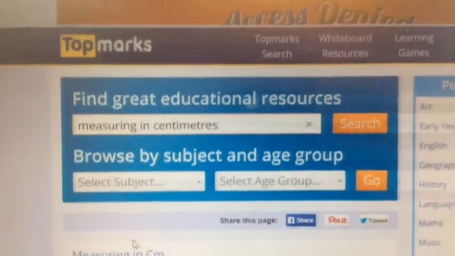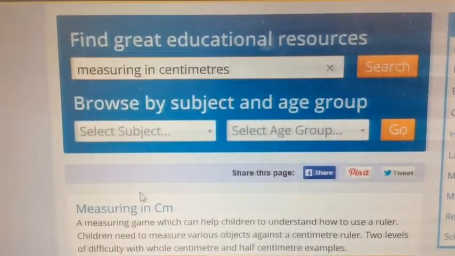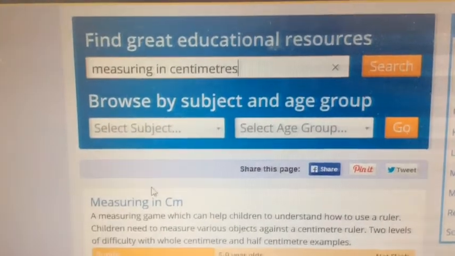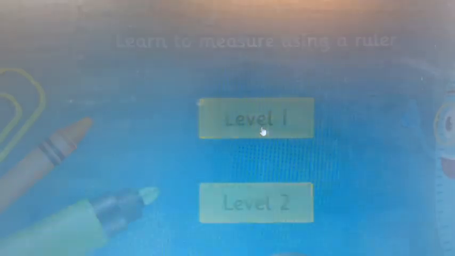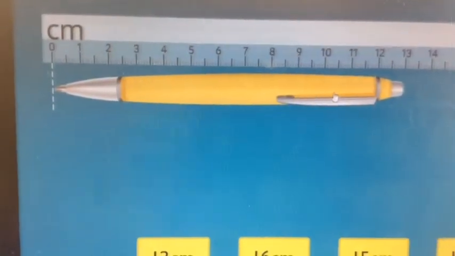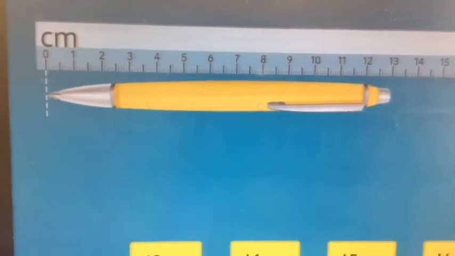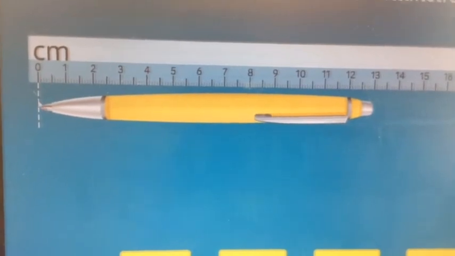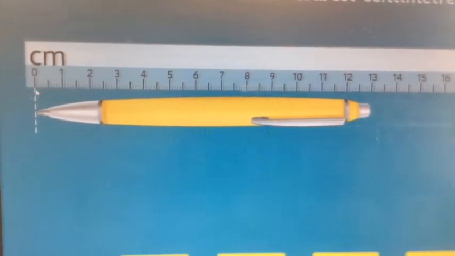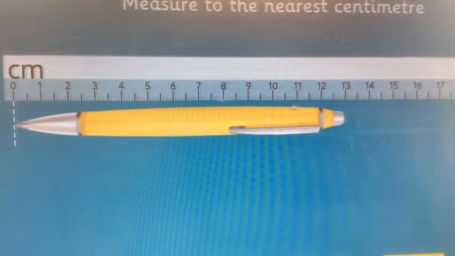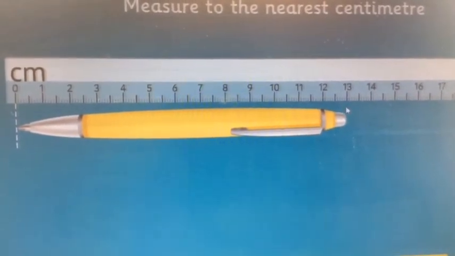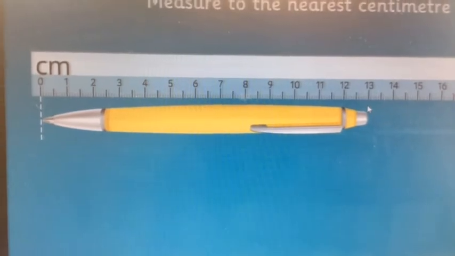Now if you go back to Top Marks and type in measuring in centimetres, we can have a go at using our rulers for measuring. Start with level 1, and you can see here that they're measuring this pen. They've put the end of the pen at the end of the ruler, the 0. And the other end touches 13. So it's 13 centimetres.